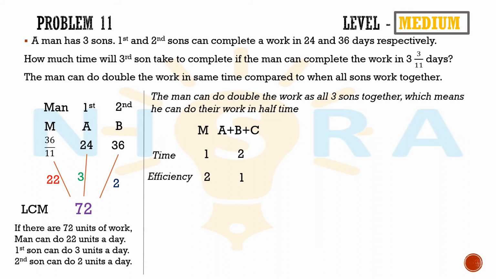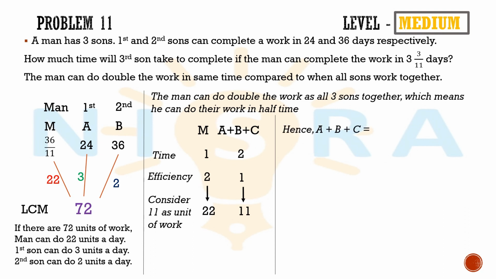Here in this problem we can see the denominator 11. So let us consider 11 as the unit of work and determine the efficiency as 22 for man and 11 for his 3 sons. If all 3 work together, then they can do 11 units of work, using which we can determine how many units can third son do in a day, using which we can determine the third son can complete 72 divided by 6, which is 12 days.